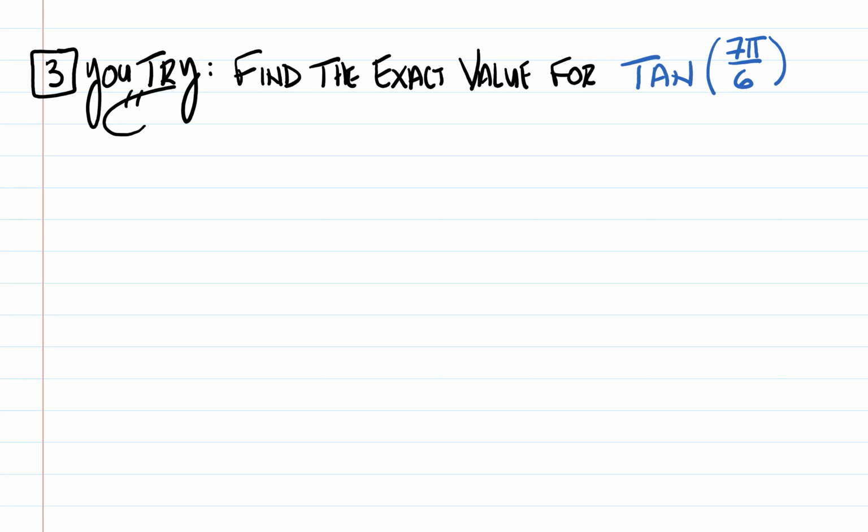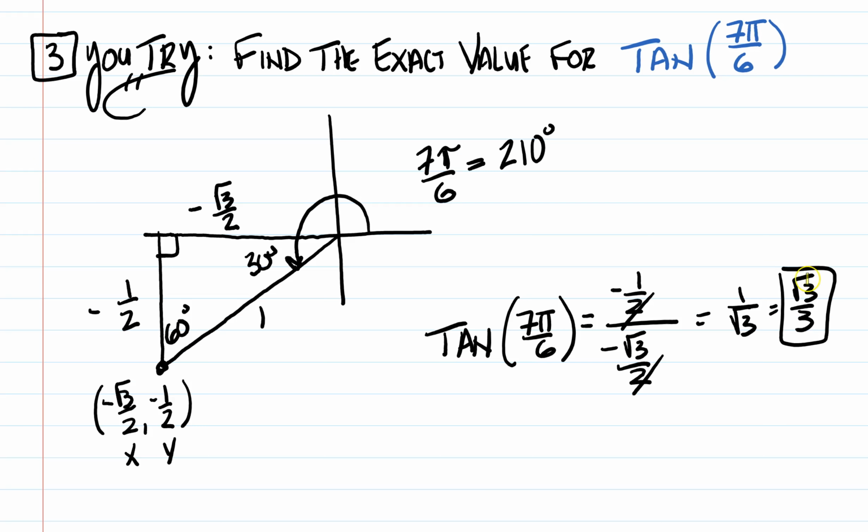Okay, box number 3, a you try. Find the exact value for the tangent of 7 pi over 6. Try it for yourself. Draw the picture, draw the reference triangle, and figure out the tangent of 7 pi over 6.